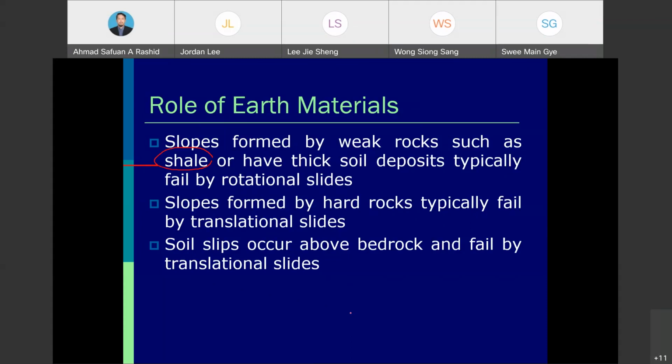Okay. So slopes formed by hard rock typically fail by translational slide. Okay. Soil slip occurs above bedrock and fails by translational slide. Okay. So this is more related to what we call infinite slope failure.